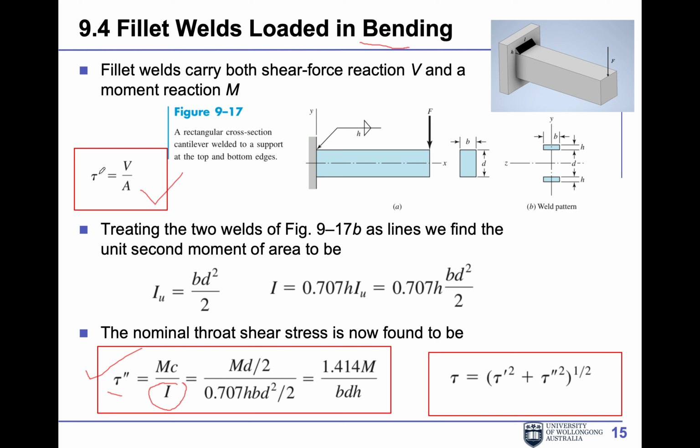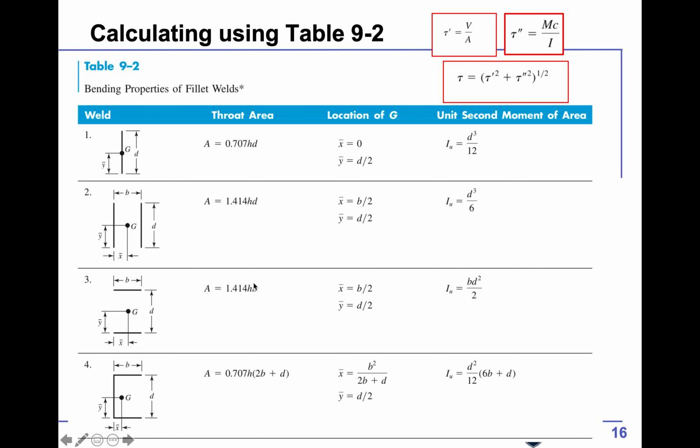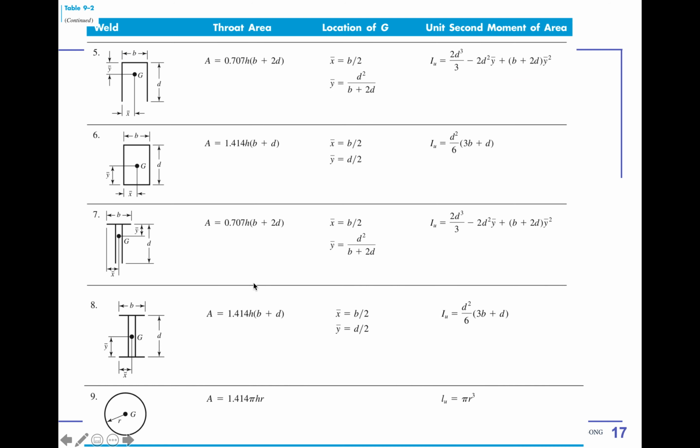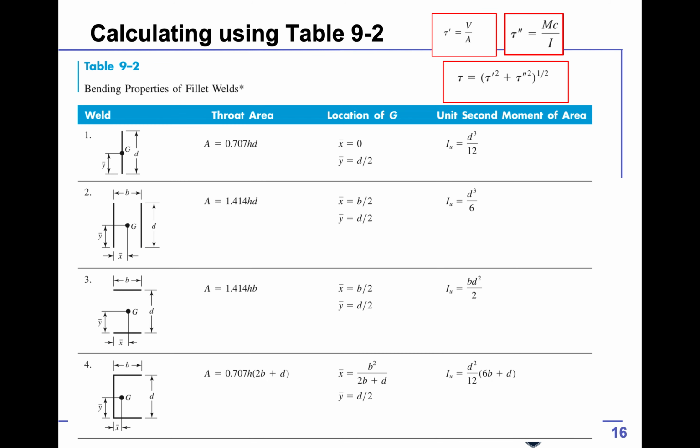And this tau prime, sorry, it goes downwards, and this tau double prime goes left and right, depending on where you look at. So on the top it's going to be tension, on the bottom it will be compression. So to add these two together, because these two stresses are perpendicular to each other, you can just do the Pythagorean theorem to add them together. Then you have table 9.2.